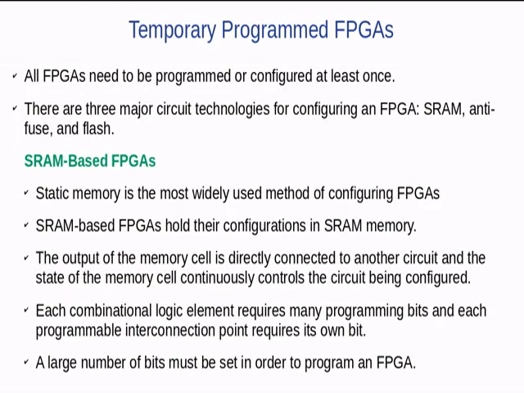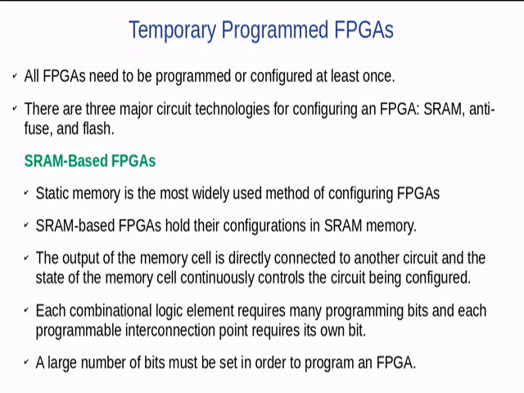We start with temporary programmed FPGAs. All FPGAs need to be programmed or configured at least once. There are three major circuit technologies for configuring an FPGA: SRAM based FPGAs, anti-fuse and flash. So we start with SRAM based FPGAs. SRAM stands for static random access memory. It is a volatile memory. Static memory is the most widely used method of configuring FPGAs.